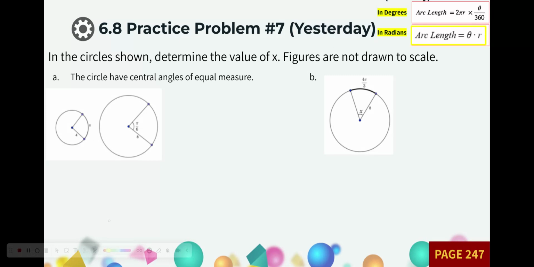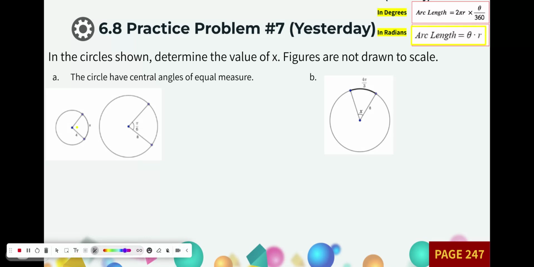Okay, let's begin. It says here that the circles have central angles of equal measure, so expect that this side is also pi over 6. We're solving for x, right? In the circle shown, determine the value of x. Let me change my color to a darker one so you will see.